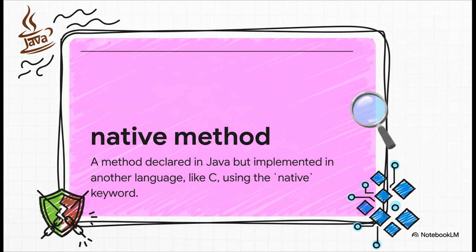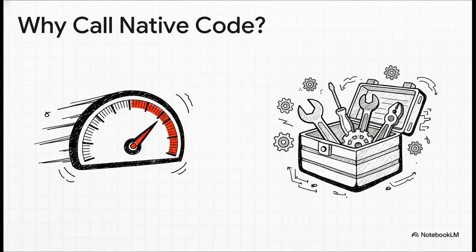And the compiler just kind of shrugs and says, okay, I'll take your word for it, and lets you call that outside code. So you might be asking, why on earth would I go through all that trouble? Well, it really boils down to two big things, speed and access. First, speed. For some really intense number-crunching tasks, native code can just blow Java out of the water.